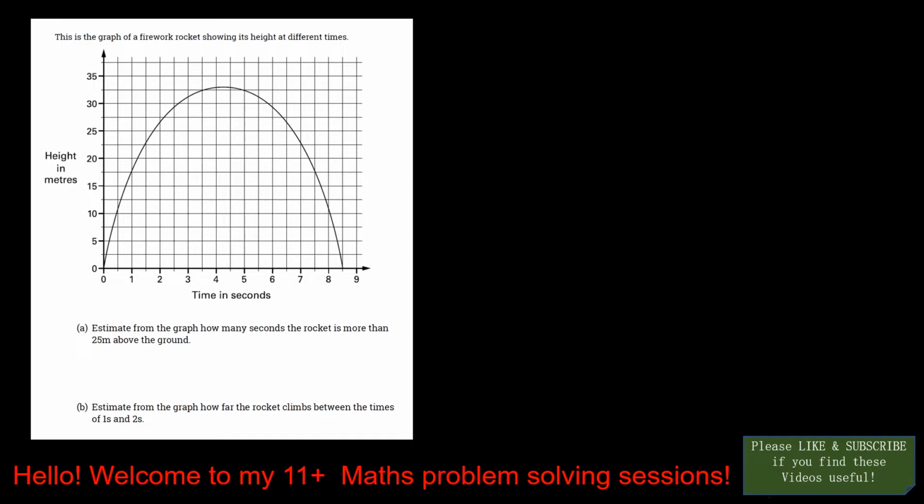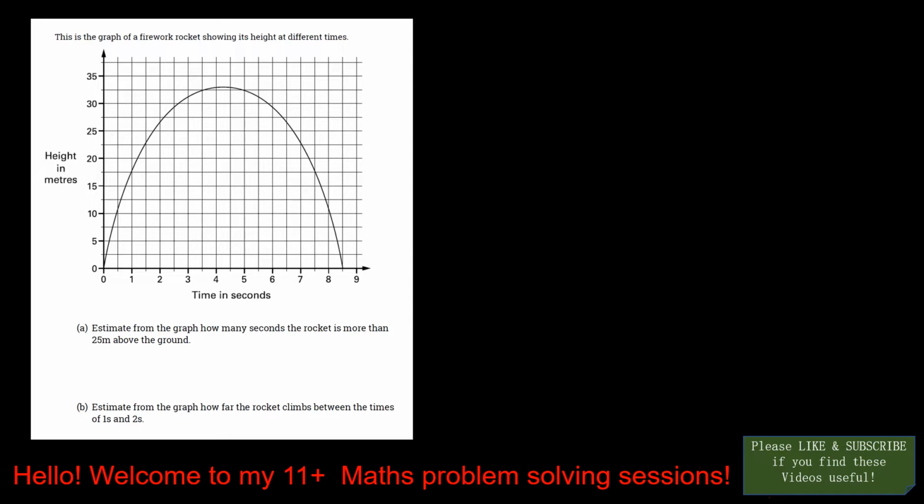The question I have today is this graph. They've given us a graph which shows time in seconds on the x-axis and height in meters on the y-axis. It is a graph of a firework rocket showing its height at different times. Part A asks: estimate from the graph how many seconds the rocket is more than 25 meters above the ground. Part B asks: estimate from the graph how far the rocket climbs between the times 1 second and 2 seconds. Let's do the A part first.